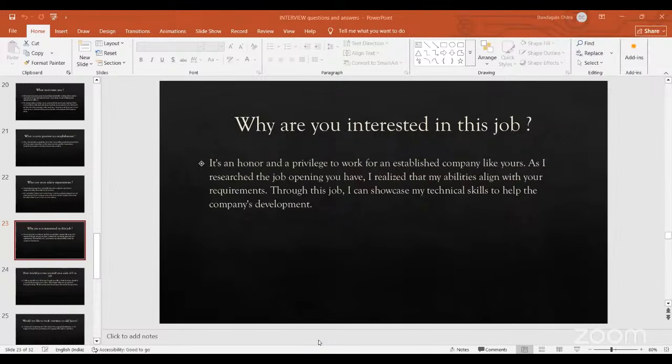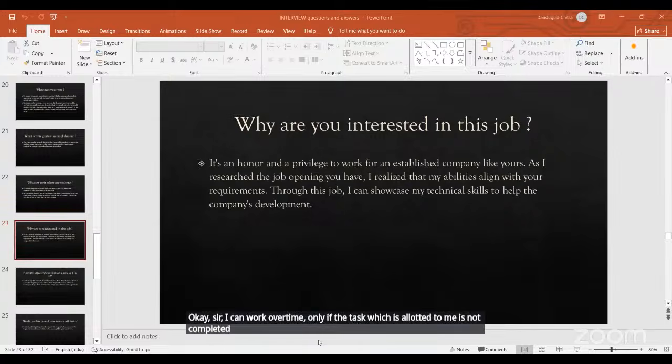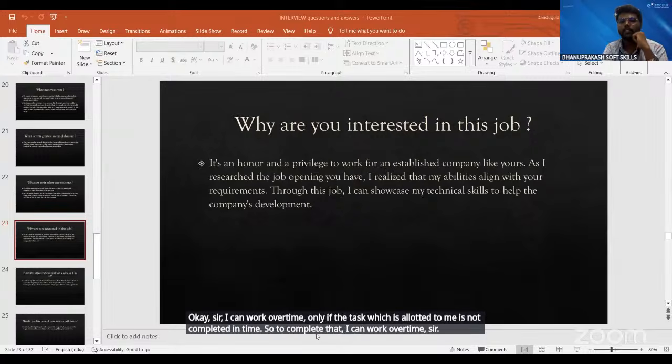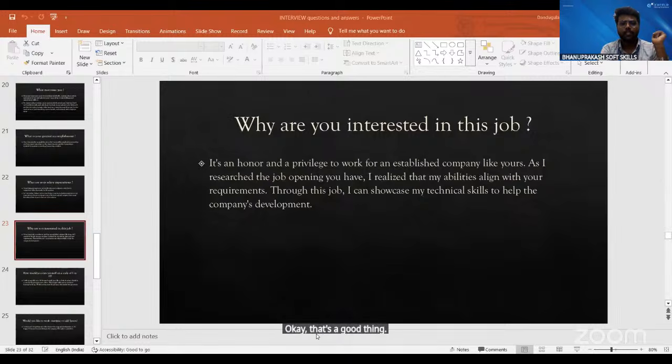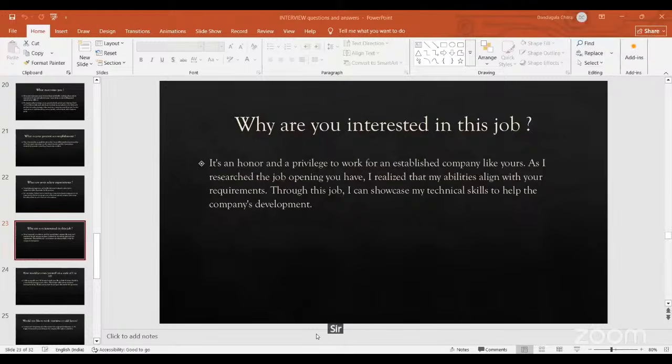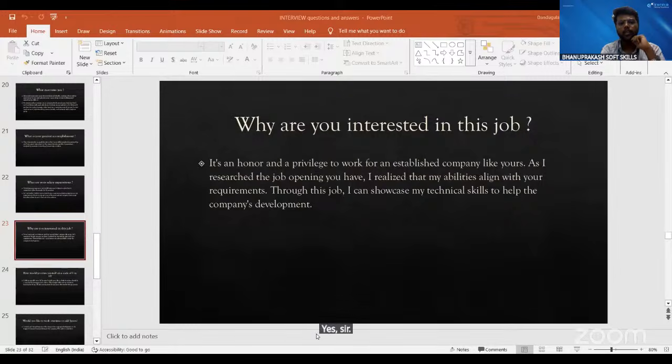Then what's your answer? Would you like to work overtime or odd hours? Yes, sir, I can work overtime only if the task which is allotted to me is not completed in time. So to complete that, I can work overtime, sir. Okay, that's a good thing. Sir, definitely my answer is yes, sir, because as a fresher, there is no limit to learning. So, at the starting, yes, sir. Okay.